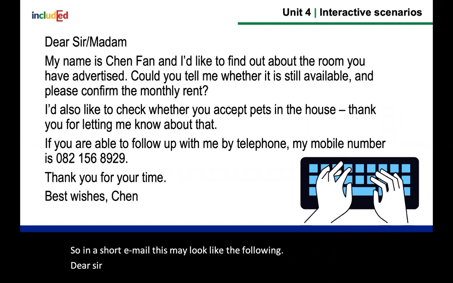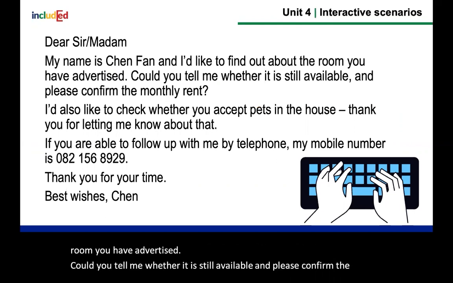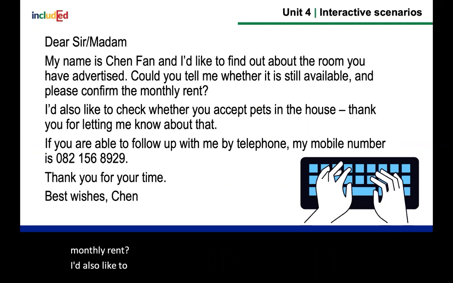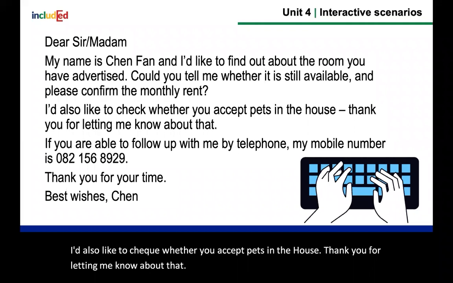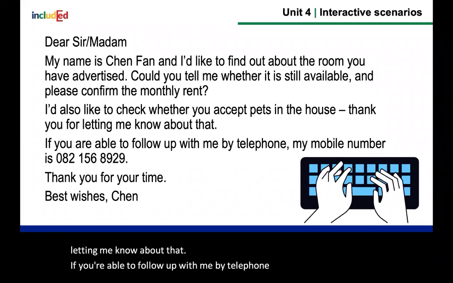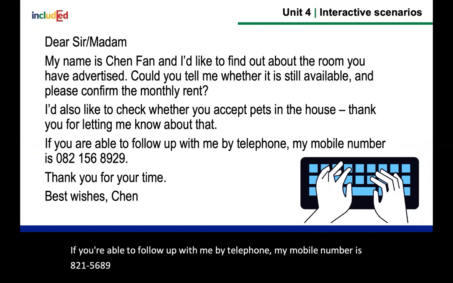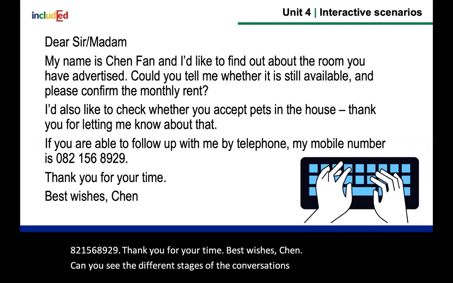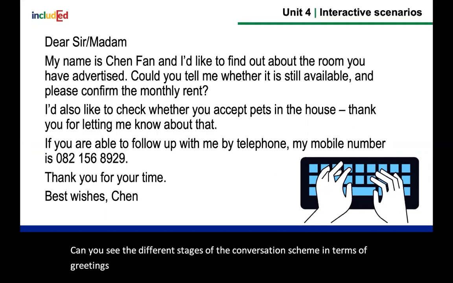Dear Sir, Madam, my name is Chen Fan, and I'd like to find out about the room you have advertised. Could you tell me whether it is still available, and please confirm the monthly rent? I'd also like to check whether you accept pets in the house. Thank you for letting me know about that. If you're able to follow up with me by telephone, my mobile number is 082 156 8929. Thank you for your time. Best wishes, Chen.